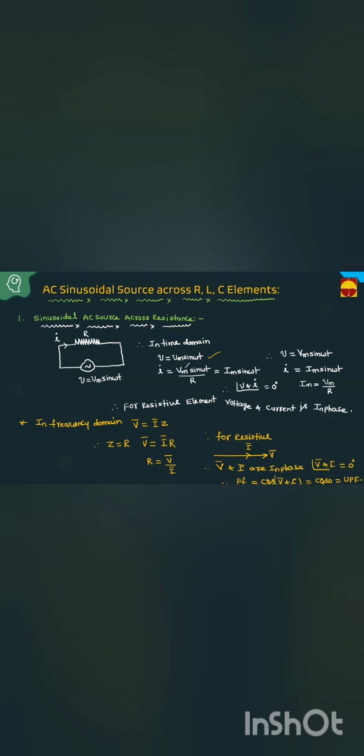How to define the power factor? The fundamental definition of power factor is cos of the angle between voltage and current. That is the fundamental formula for power factor. But for a resistive load, what is the angle between voltage and current? 0 degrees. That is unity power factor. For a resistive element, the power factor is unity.